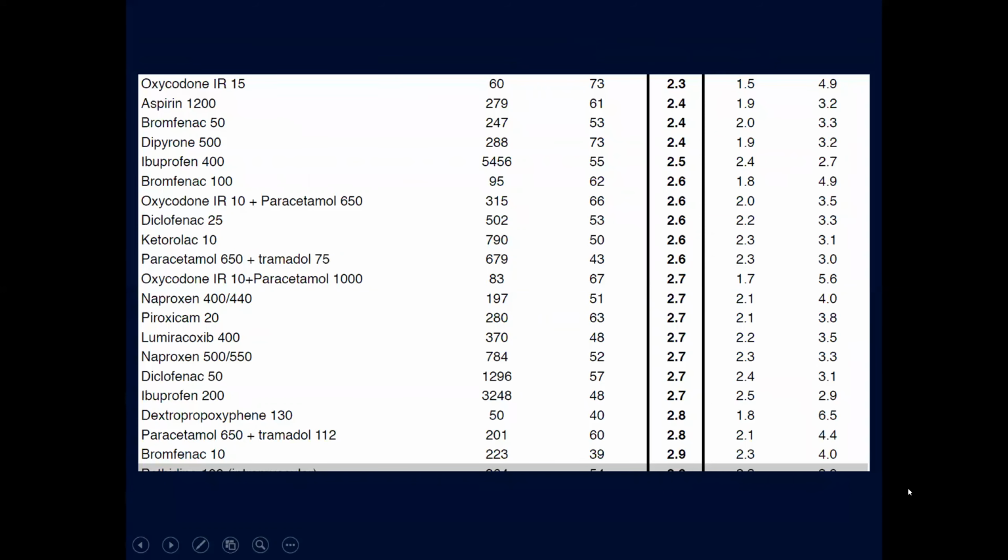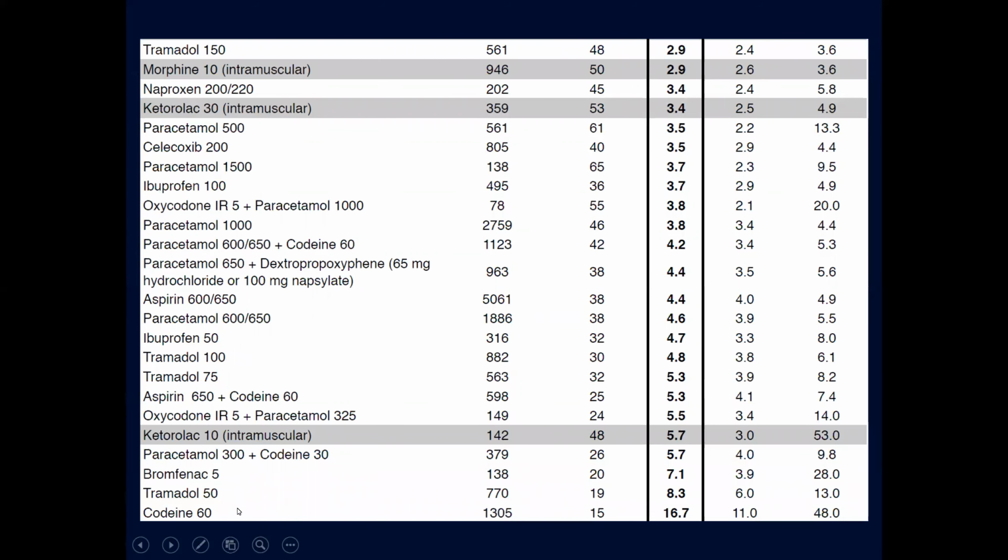And I think it's important to realize that as we work our way down this chart, as you can see from the number needed to treat increasing, we get to the bottom of the chart where codeine and tramadol are in the last 2 rows. Codeine is a 16.7 number needed to treat. And we know that codeine is probably really just a constipator. It's a great antitussive, but it's a terrible analgesic.